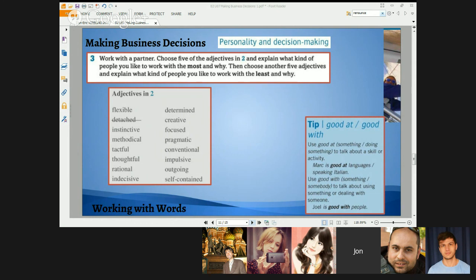And I like a methodical partner because in a big project you need to do things properly, the right way. And I like a flexible partner too, because... Instead of saying "I like," I want you to focus more on describing the person.